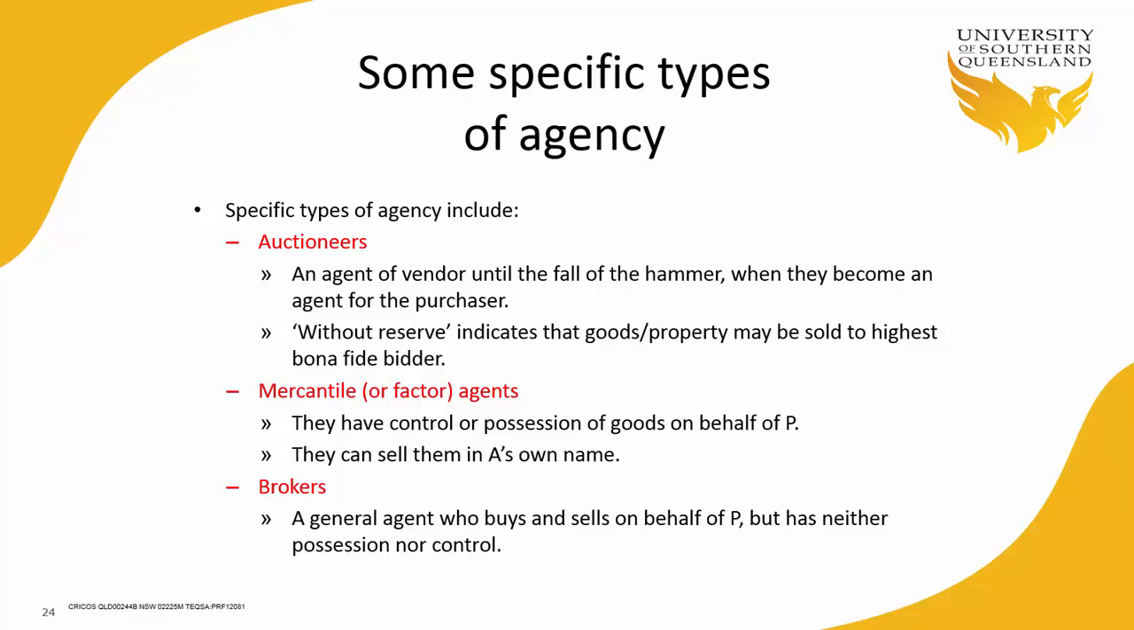Now there's also brokers on page 538. Okay. The broker is a general agent, okay, but doesn't have either possession or control of the goods. So that's the distinction between a factor and a broker. So a broker, for example, of shares. Okay. So brokers cannot sell or sue in their own name and have no authority to receive money. They have no authority to receive money.